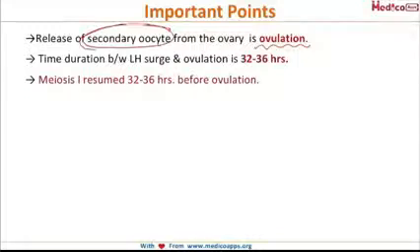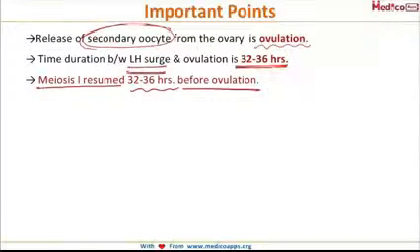What is the stimulus for completion of meiosis I, or for ovulation to occur? That stimulus is the LH surge. And what is the time interval between the LH surge and ovulation? It is 32 to 36 hours. Now this question can be framed differently: when does meiosis I resume? It resumes 32 to 36 hours before ovulation, because this LH surge causes meiosis I to resume and then ovulation occurs.